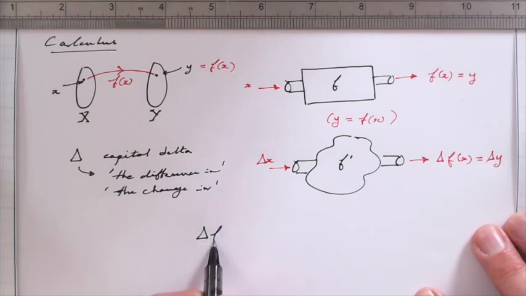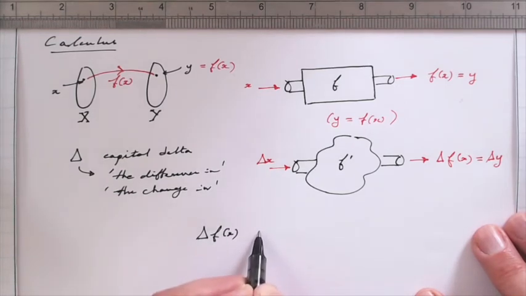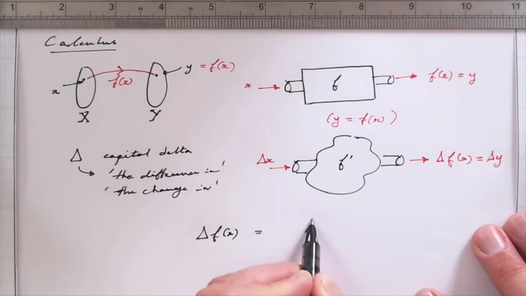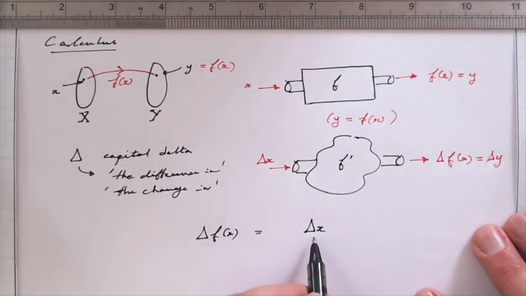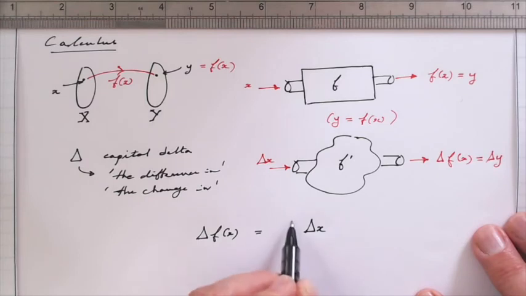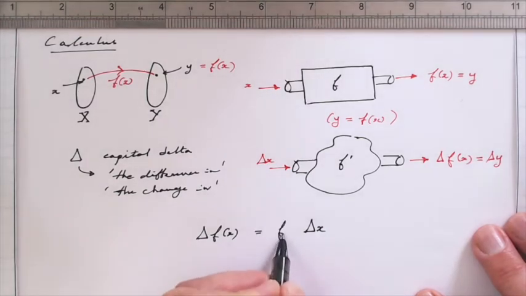The change in an output, this change in the function, the value of the function, is related to the change in the input. It is proportional to that change in the input. And the constant, the object that is the proportionality here, is what we're going to call f primed.